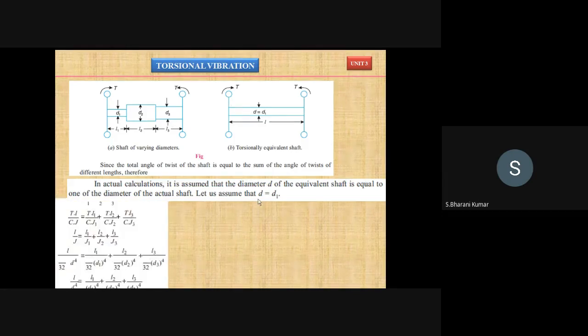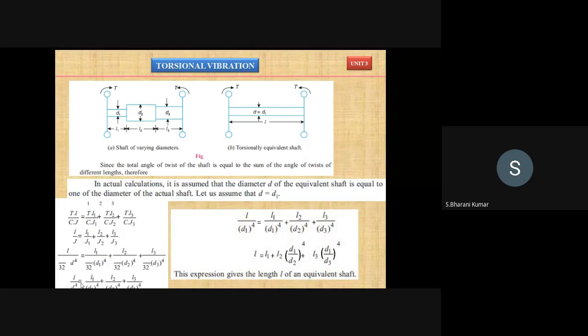So for that the formula will be like this, by using the derivation of all these things. T into L divided by C into J equals T into L1 divided by C into J1, plus T into L2 divided by C into J2, plus T into L3 divided by C into J3, like this.